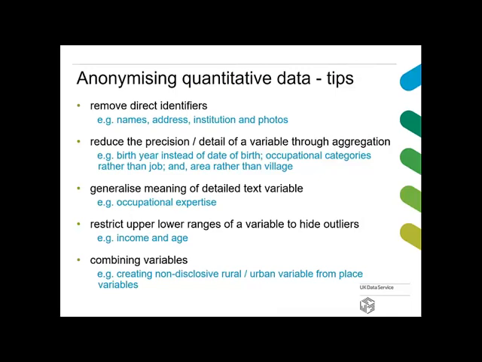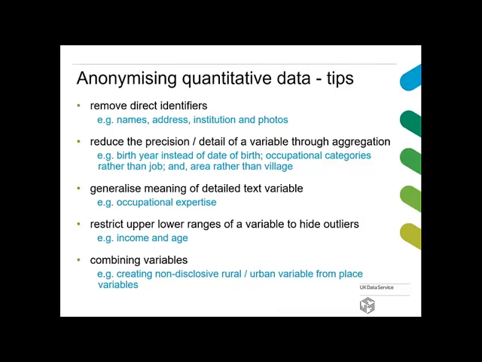One of the other ways we can anonymise quantitative data is to reduce the precision or the detail of a variable through what's known as aggregation. So for example, rather than giving the full date of birth, we may give the year of birth, and rather than a specific job title, we may give an occupational category. And when we consider the location of someone, we might give a much broader area rather than a specific village.